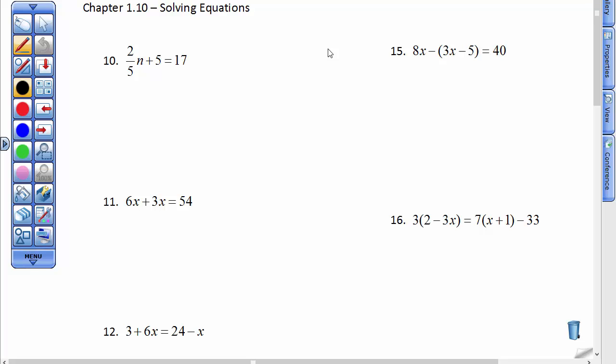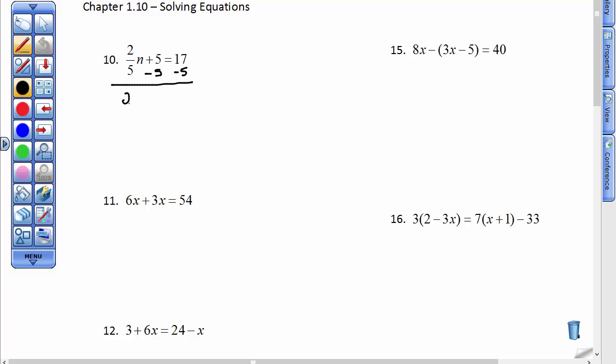You may have been practicing on your own a little bit in this next section of problems. Let's go and see how you've done. So remember, we use addition and subtraction principles first when there's multiple terms on one side. So I've got the 2/5 n plus 5. So I'm going to subtract 5 from both sides. And then I have 2/5 n equals 17 minus 5, or 12.